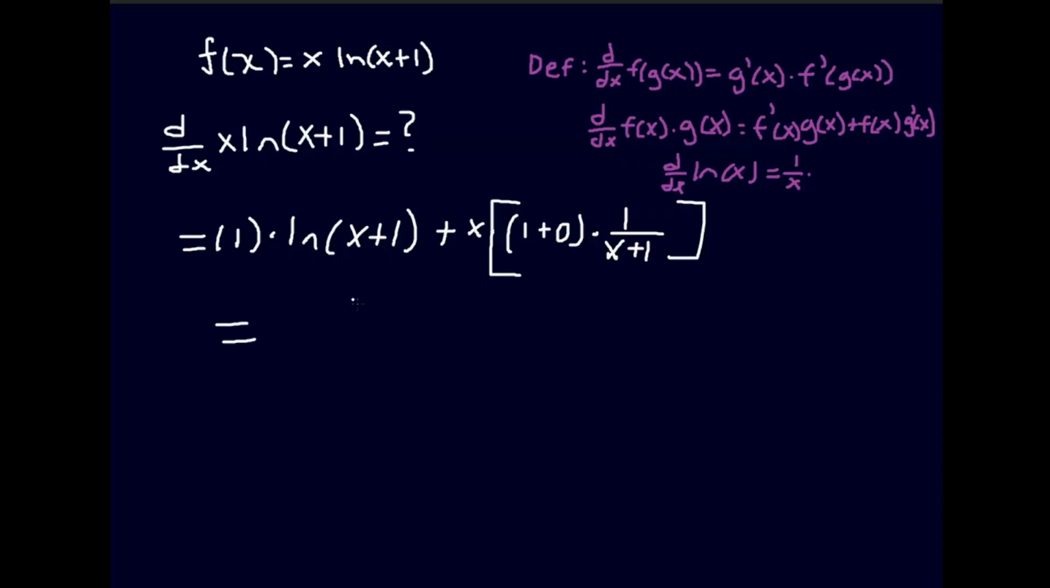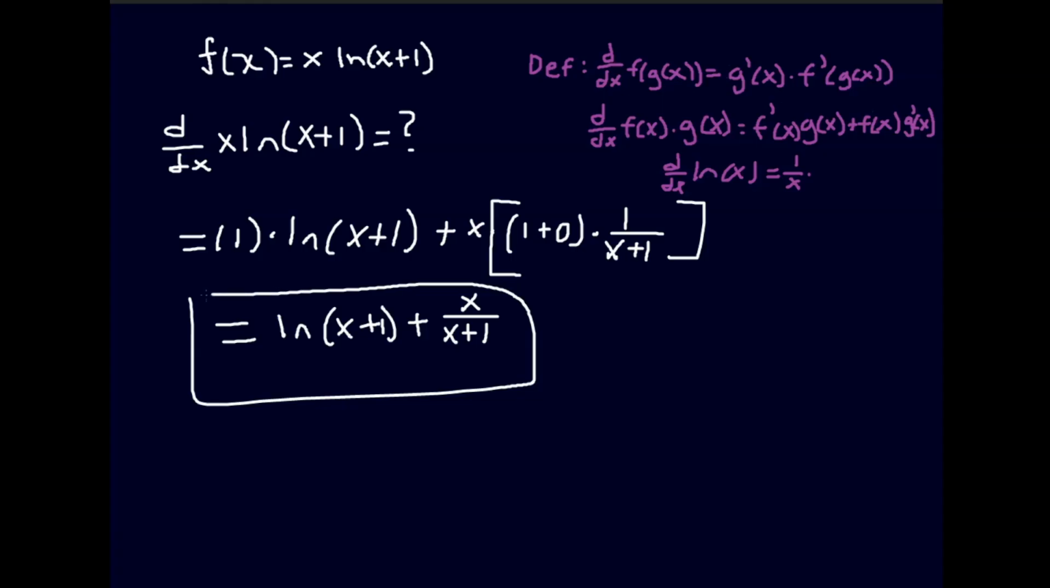So writing that all out, 1 times ln of x plus 1 is just ln of x plus 1, plus that x is going to multiply into the 1. So then it's just going to be this x, and then of course the 0 makes the next term 0, over x plus 1. Oh, and I forgot the 1 there. And that's actually our final answer.